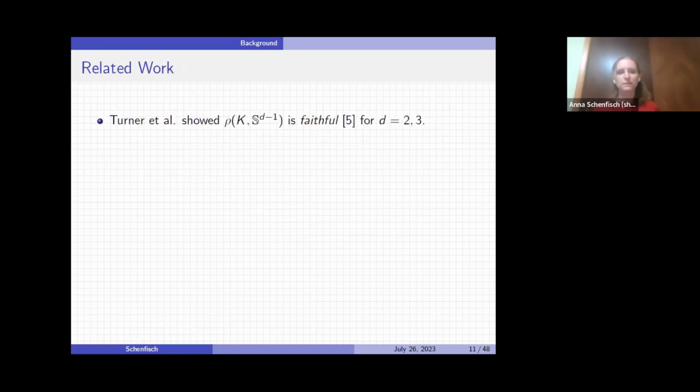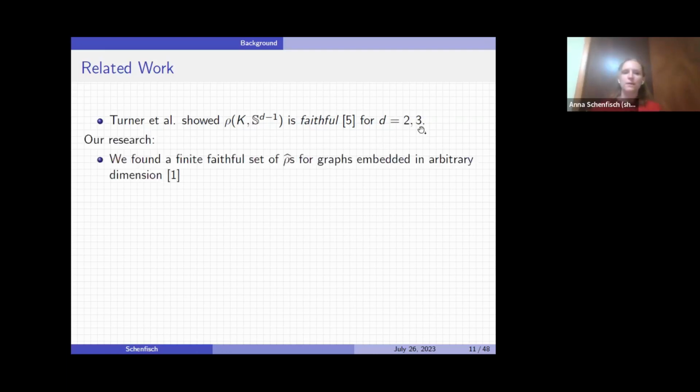Okay. All right, so some background work. You may have heard these types of questions phrased in terms of the persistent homology transform. That might be a familiar term. It was introduced in 2014 by Turner et al. They showed that if you take the whole sphere of directions, so every possible direction, and you use those non-augmented diagrams, then you have a faithful set, at least for embedding dimension 2 and 3. At Montana State, we found a finite faithful set of augmented diagrams for graphs.